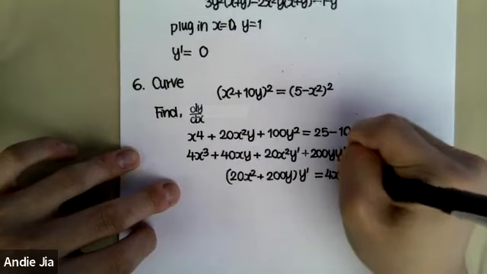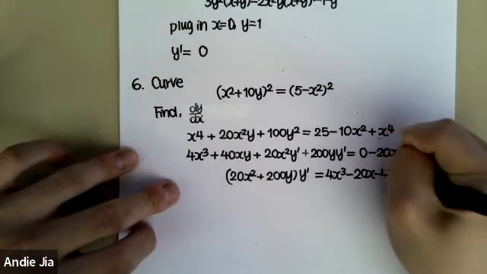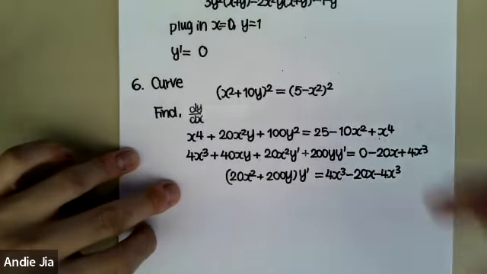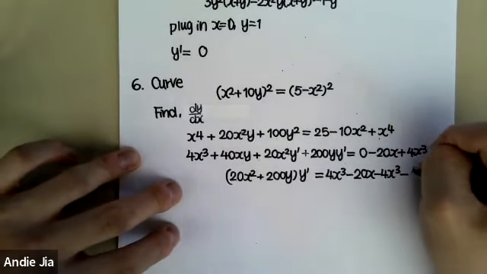4x to the cubic minus 20x minus 4x to the cubic. Oh yeah, I'm right. I would just make sure that I didn't do anything wrong.